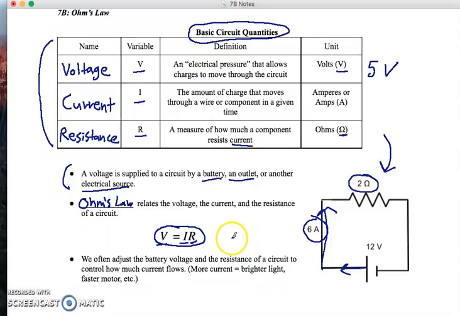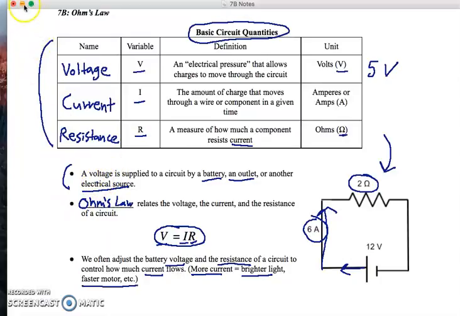So it's important to keep in mind that a lot of times when you build a circuit, you're looking for a specific amount of current, and you're often going to adjust the voltage or adjust the resistance to get the amount of current you want. And remember, more current means more charges. So if we have more current, you're going to get a brighter light, you're going to get a faster motor. Whatever you're powering, more current is going to make it do more of that thing, basically.